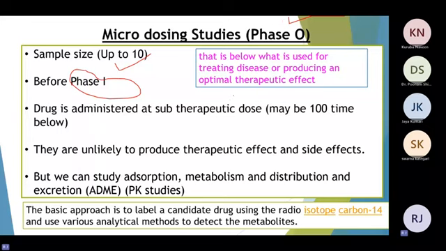So what happens in phase 0? Drug is administered at subtherapeutic dose. Now you will ask, what is subtherapeutic dose? With the term itself, you can understand here. The dose which is not going to cause any therapeutic effect, means it's not going to cure anything.